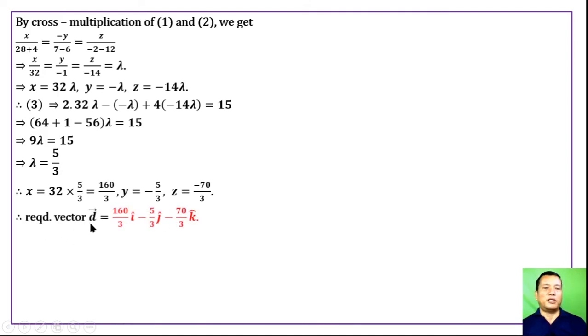Therefore the required vector D, which is x times i plus y times j plus z times k, is obtained by putting the values of x, y, z.